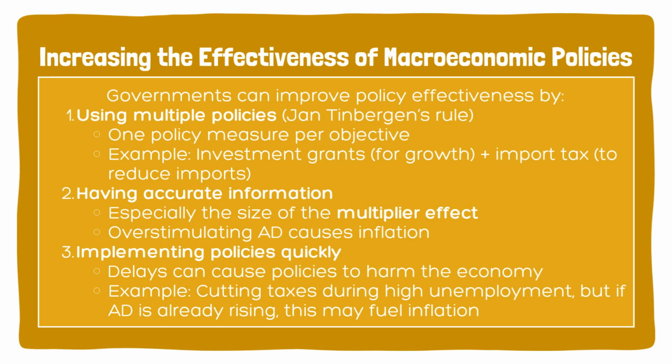Governments can also improve the effectiveness of macroeconomic policies by using a combination of policy tools. Economist Jan Tinbergen suggested that governments should use one policy instrument for each objective they want to achieve. For example, a government that wants to promote economic growth and reduce imports might provide investment grants to firms while placing taxes on imports. Accurate economic information is also important, so that governments can predict the effects of policies.